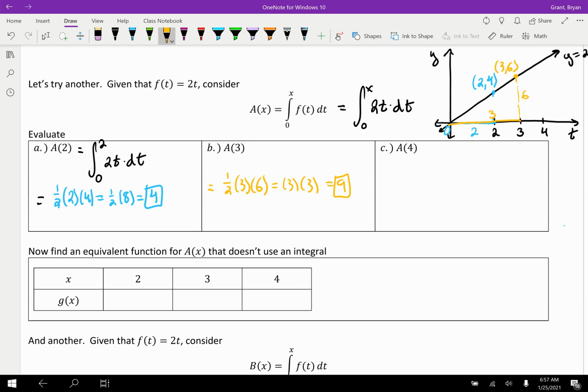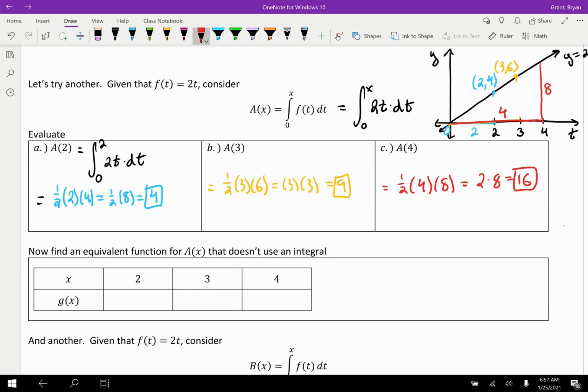And then we have one more of these, A of 4. A of 4 goes over here. This looks like we have a base of 4, and the height is being doubled every time, so it's a height of 8. And so we end up with 1/2 of 4 times 8. Half of 4 is 2. 2 times 8 gets us 16.